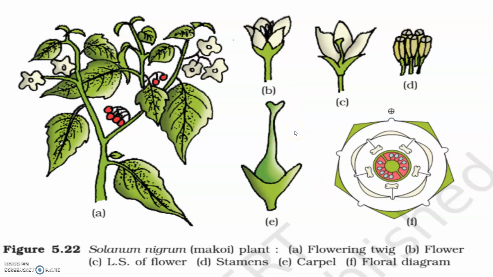Placenta is swollen with many ovules. Fruit is a berry or a capsule. Seeds, they are many and they are endospermic. Floral formula: they are actinomorphic, they are bisexual. The calyx 5 united, corolla 5 united, and androecium, they are 5, free from each other, but they are united with the corolla. Gynoecium is bilocular, so 2, and the ovary is superior.